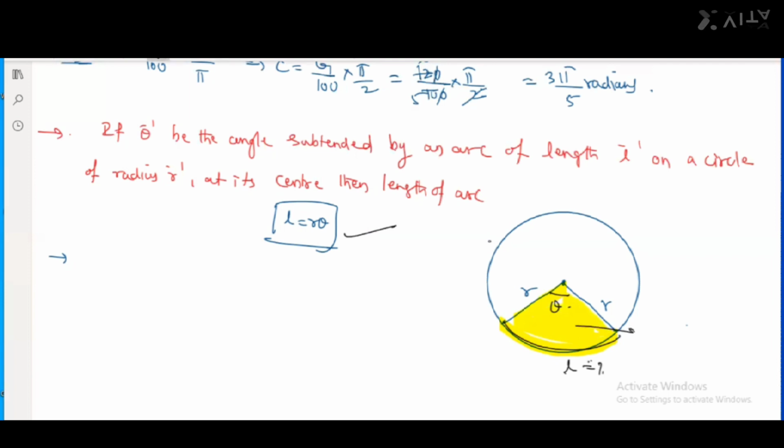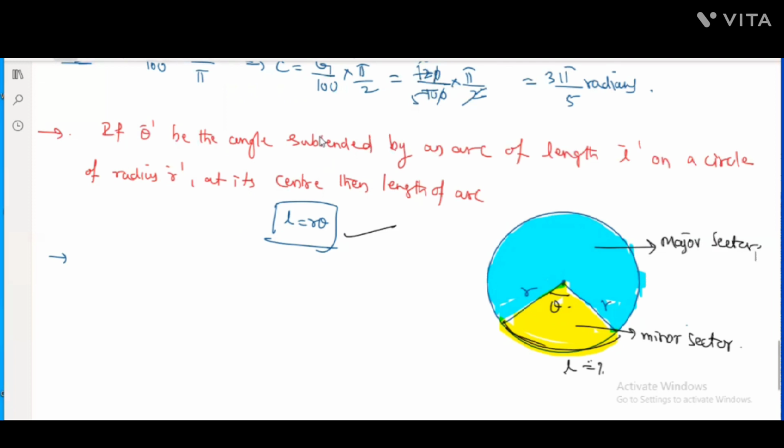This is called a minor sector because it is less than the semicircle, and the remaining portion, this complete portion, is called a major sector. So please remember this, because when the situation comes, I am explaining this. So here this arc made a minor sector.